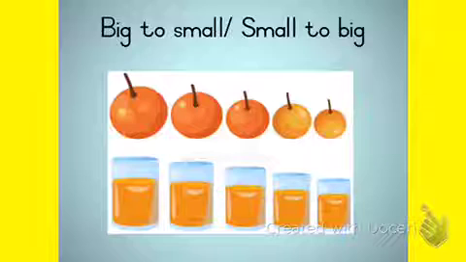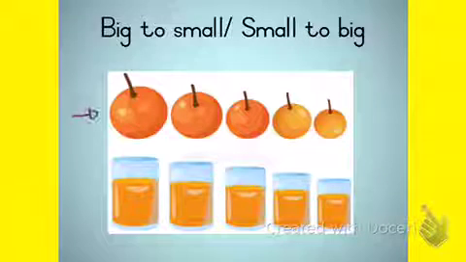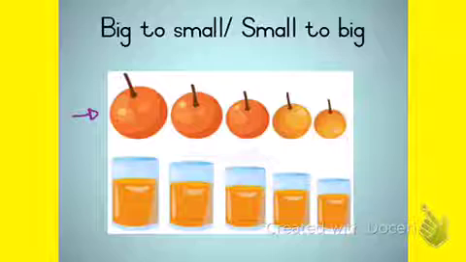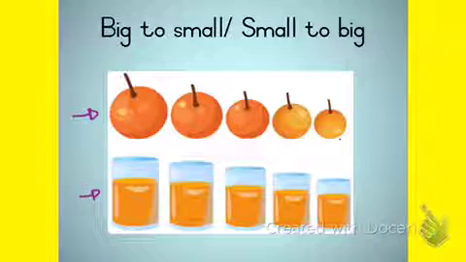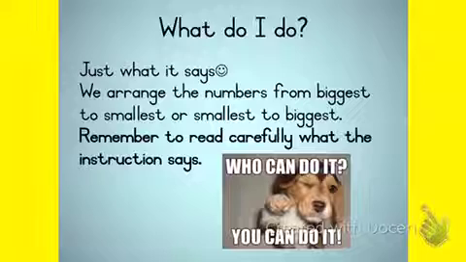Our next concept is big to small and small to big. So you can see here with the oranges and the glasses, they've been arranged from the biggest one to the smallest one, and the same here from the biggest one to the smallest one. So what do you need to do? Just what it says. We arrange the numbers from biggest to smallest or smallest to biggest. Remember to read carefully what the instruction says.